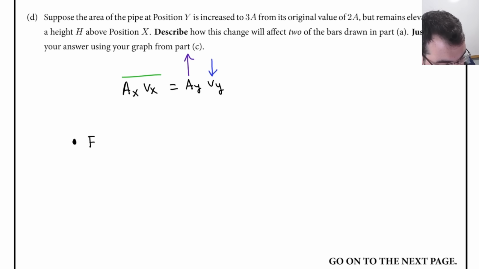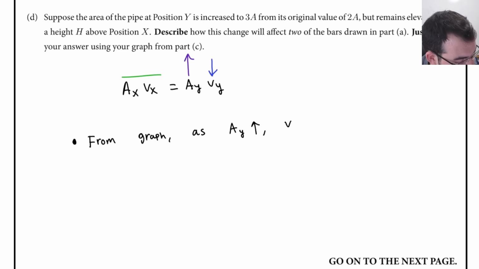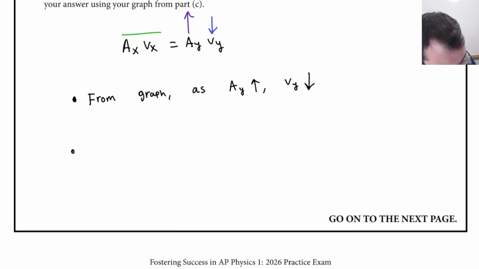So from graph, as AY increases, VY decreases. Okay, so what does that tell us? Well, since VY is decreasing, this means the quantity the 1/2 rho V squared bar is going to decrease.